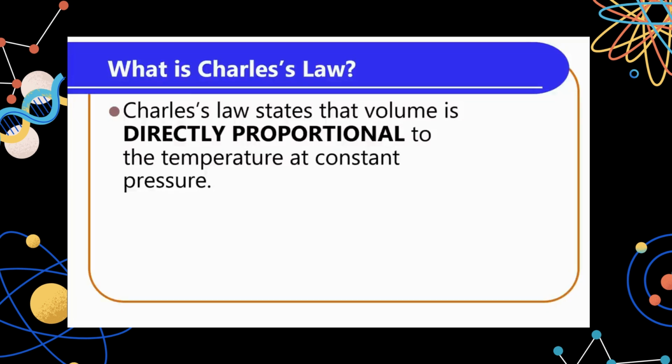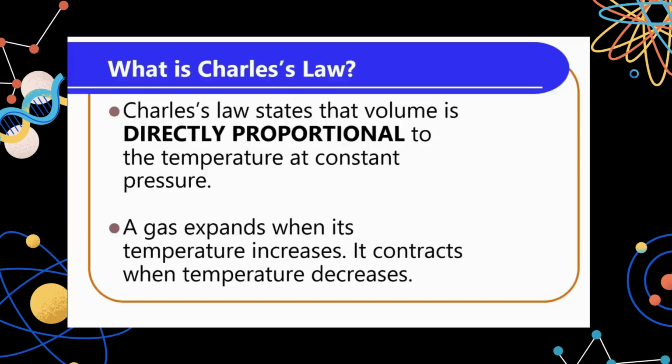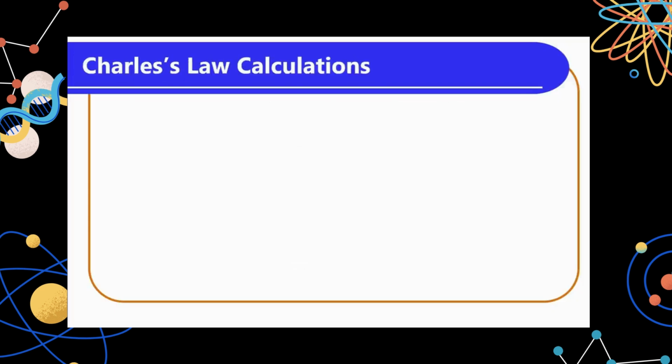So, ano bang ibig sabihin ng directly proportional? As one quantity increases, the other quantity also increases. If one quantity decreases, the other quantity also decreases. And if we graph volume versus temperature, we will be getting this type of graph to show direct proportionality. So how do we calculate Charles' law? We will be using this formula.